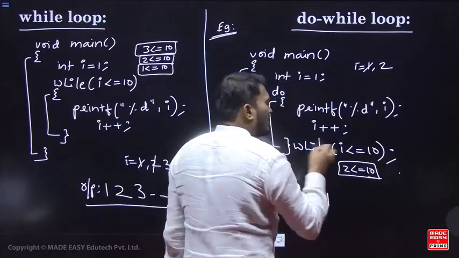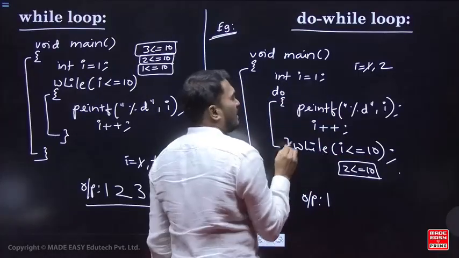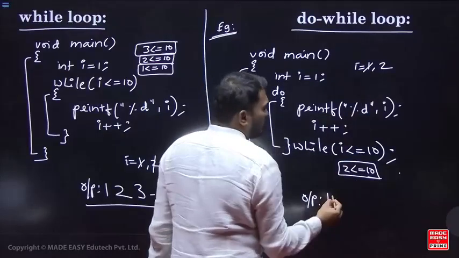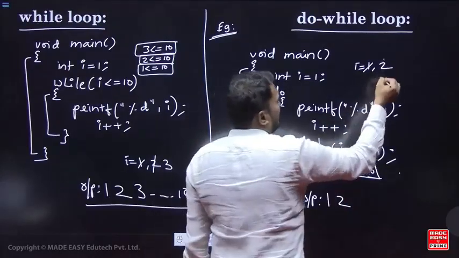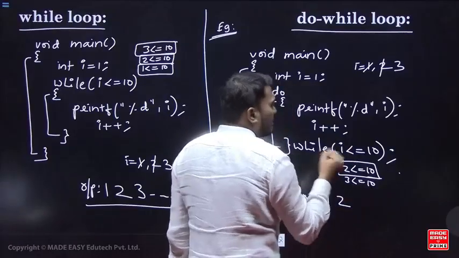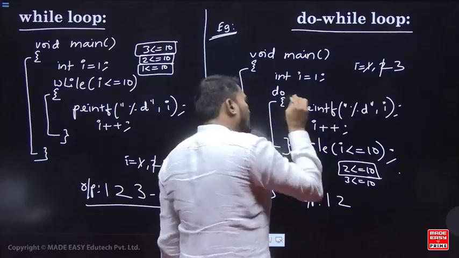If it is true, look here, what is the meaning of this? If this is true, again you say what? Do. Again you say do. Do means what? Print %d I. So what is the I value now? 2 will be printed. And next I++, I value 3. Again you check, 3 less than or equal to 10. Condition true or false? True. If it is true, again you say what?